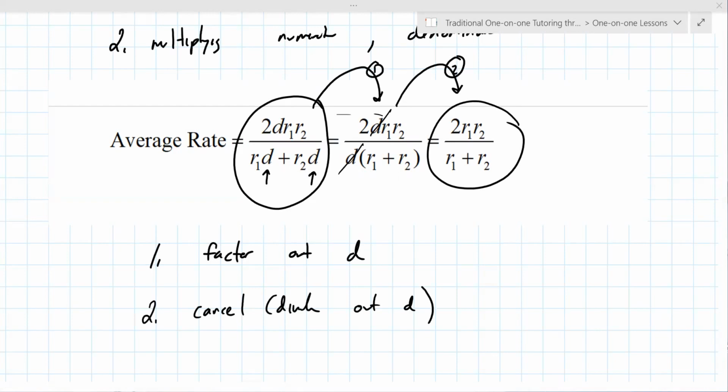So the point here, which we really could have made in a simpler way, is we could have just said, hey, your average rate actually does not depend on the distance. It only depends on the individual rates, because there's no distance in the final equation.